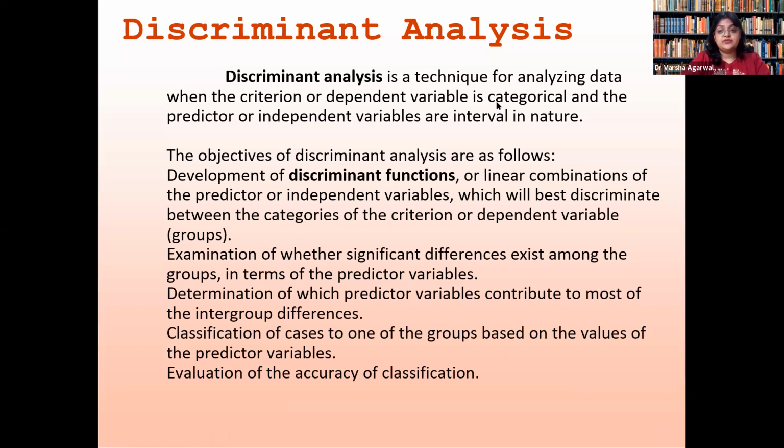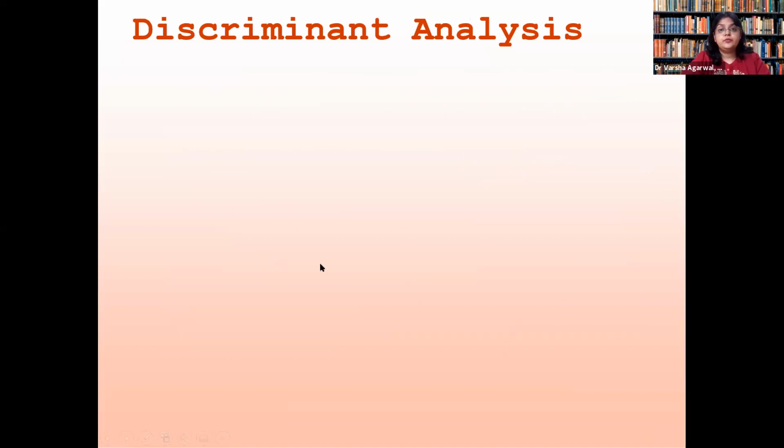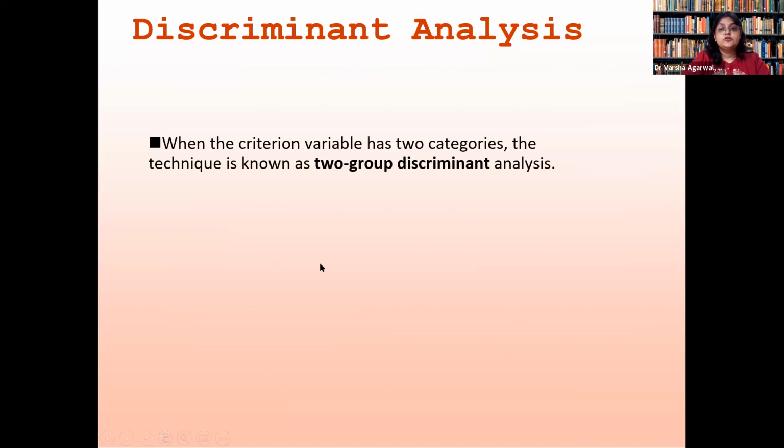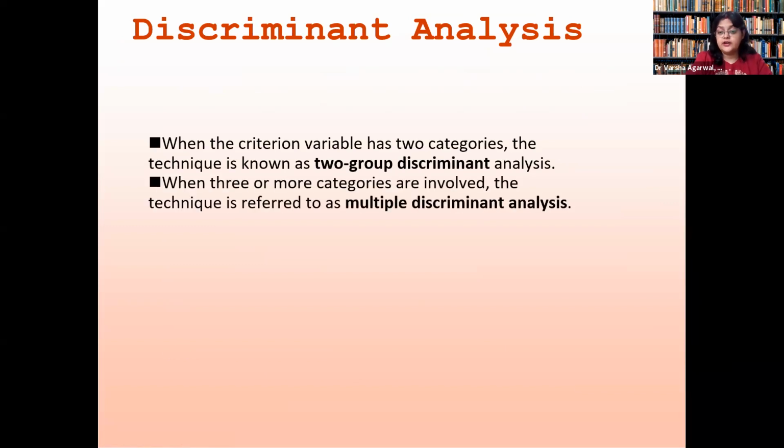Evaluation of accuracy of classification. Okay. So we can frame two group discriminant analysis. We can have multiple discriminant. In majority of the studies, we go for two group discriminant analysis because it is simpler. In your MPhil and PhD also, if you are going for it, most of the time they suggest two group. Okay, so multiple discriminant analysis generally we do not go for.